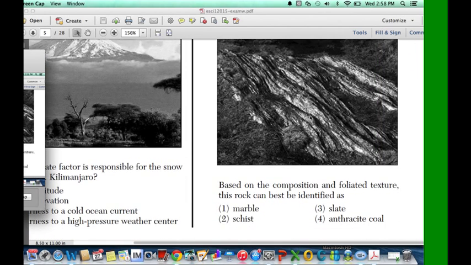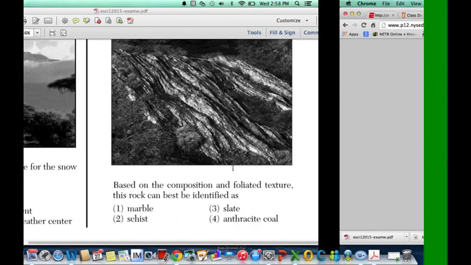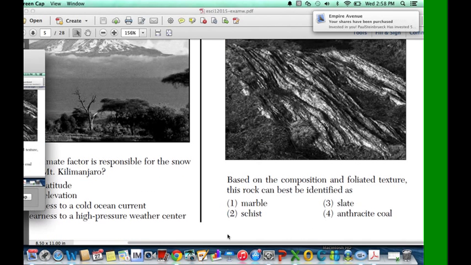And anthracite coal. So coal, let's take a look at the image. For anthracite coal, it needs to look very black in color, and it has to be a metamorphism of bituminous coal. They did not mention anything about coal in this description. So since they're only mentioning mica, quartz, and feldspar, we can definitely confirm that the answer is 2, which is schist.